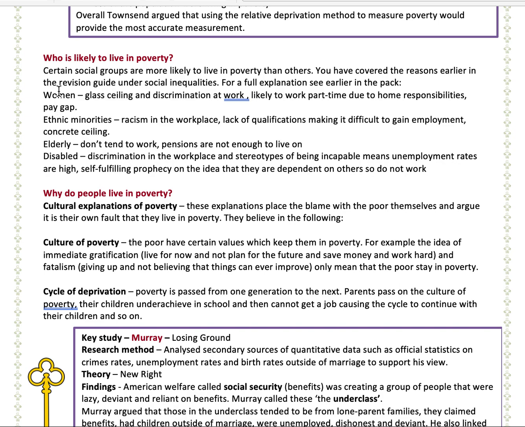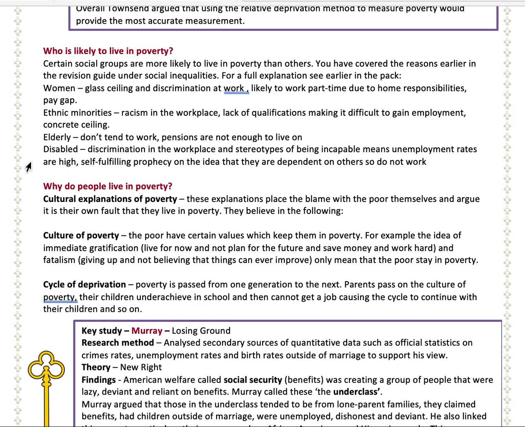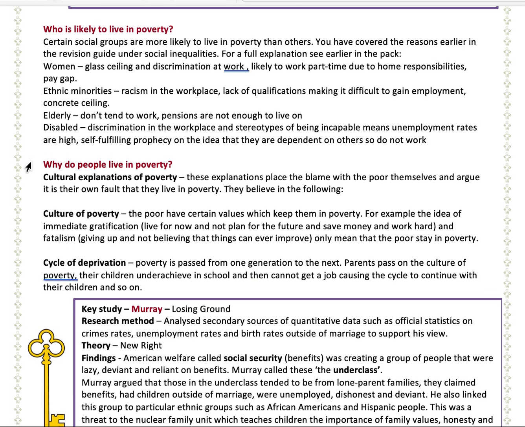Obviously, you need to know which groups are most likely to live in poverty and the reasons why. If you look back at the video on life chances, that will explain it. But you've got women, certain ethnic minority groups, the elderly, and the disabled, who have higher chances of living in poverty.